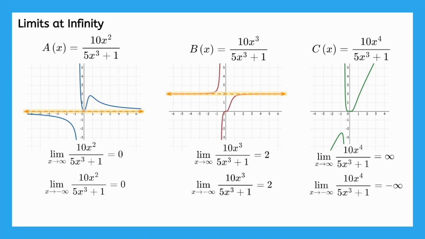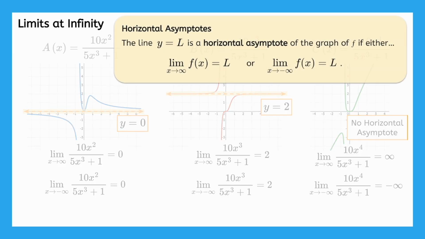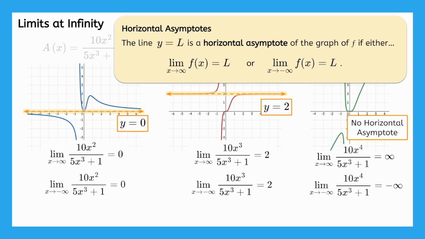Notice that there is a very tight relationship between the horizontal asymptotes and the limits at infinity. In fact, here's the formal definition of a horizontal asymptote. The line y equals L is a horizontal asymptote of the graph of f if either the limit of f of x as x approaches positive infinity is L, or the limit of f of x as x approaches negative infinity is L.